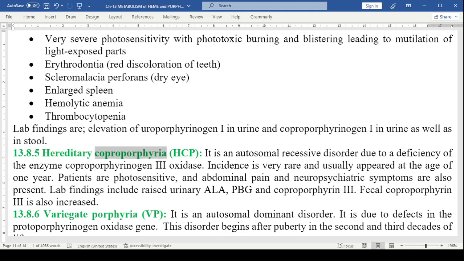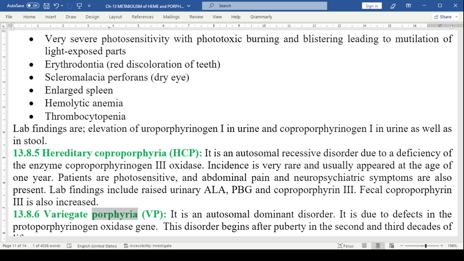13.8.5 Hereditary coproporphyria, HCP. It is an autosomal recessive disorder due to a deficiency of the enzyme coproporphyrinogen 3 oxidase. Incidence is very rare and it usually appears at the age of 1 year. Patients are photosensitive, and abdominal pain and neuropsychiatric symptoms are also present. Lab findings include raised urinary ALA, PBG, and coproporphyrin 3. Fecal coproporphyrin 3 is also increased.